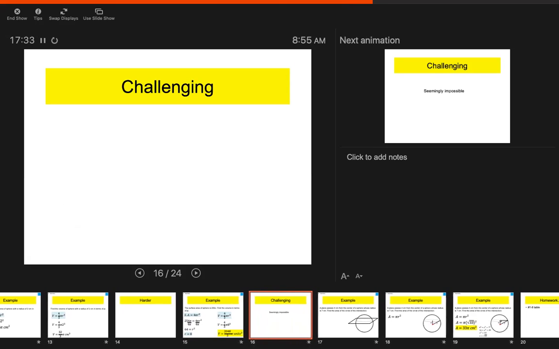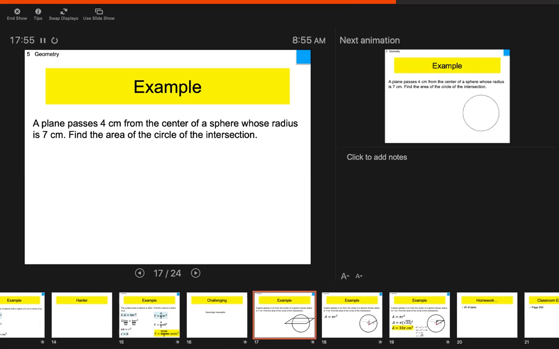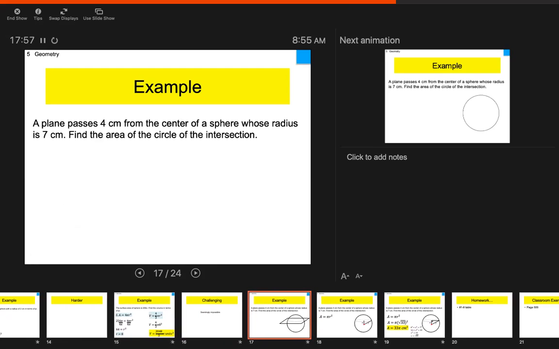All right, here's the last one today, a challenging one. As you read this, it will look like a seemingly impossible one to solve. We're going to solve it pretty easy, though, when I explain it to you. Okay, so this is like question 13 tonight for homework. All right, so here's what it states. A plane passes 4 centimeters from the center of a sphere, whose radius is 7 centimeters. Find the area of the circle of the intersection.